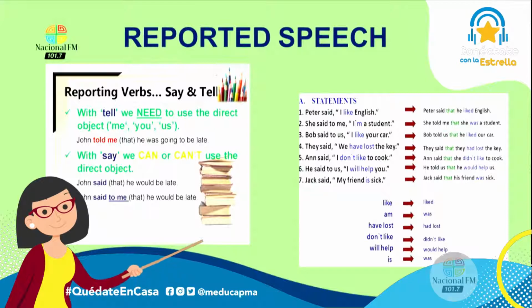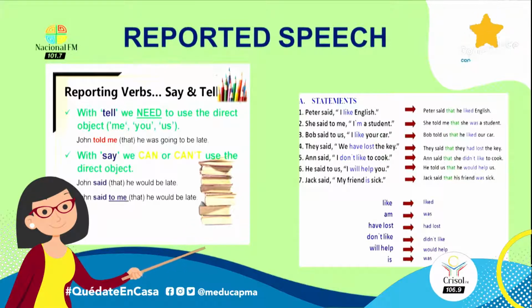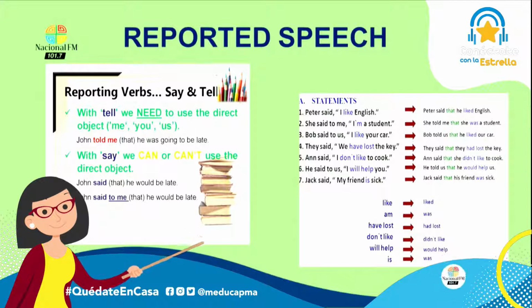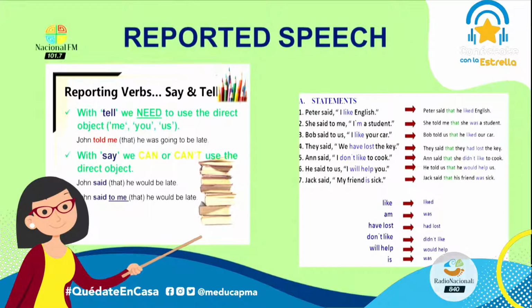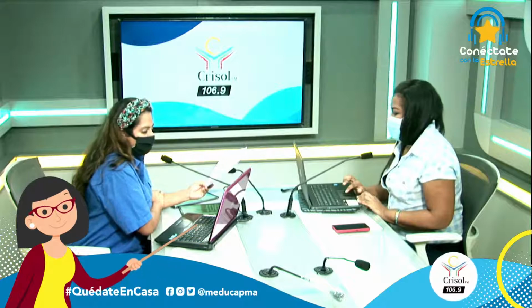So these are two cases. Said, no object, sin el object. Peter said that he liked English. She told me, la forma pasada del verbo tell, she told me that she was a student. Teacher Evelyn, I don't know if we got something there. Yes, X, Daniel, and Kelly, this is 11th grade, okay?